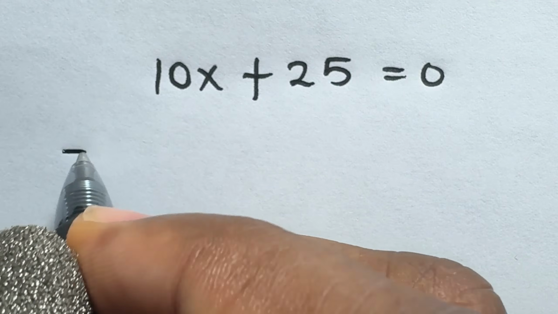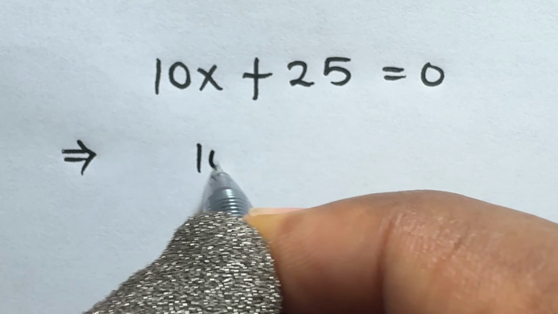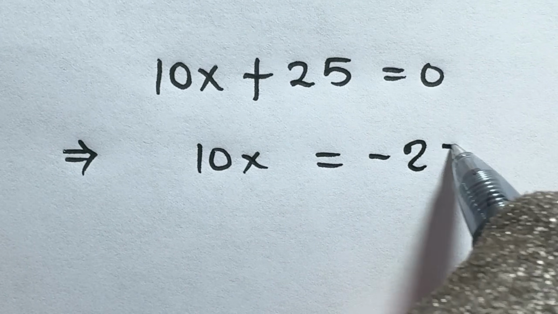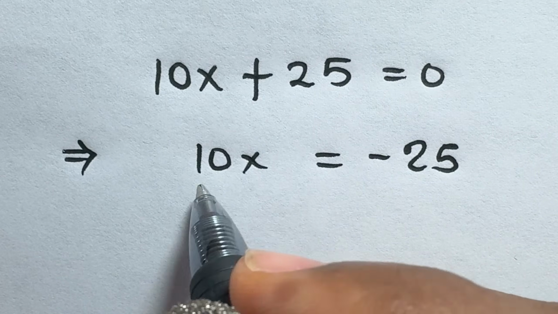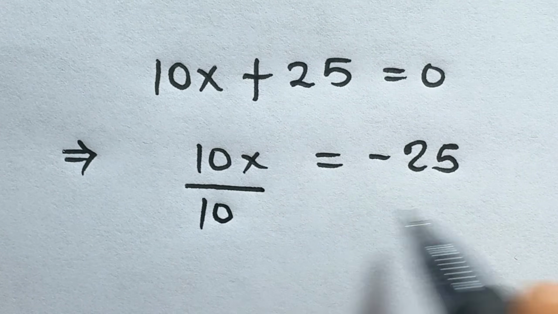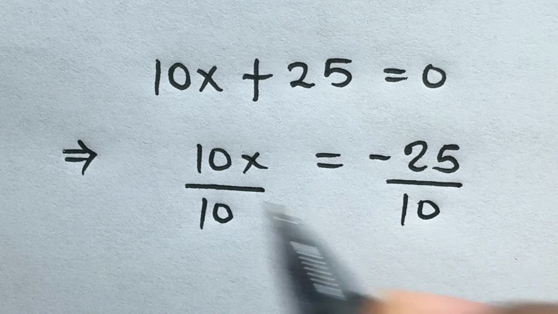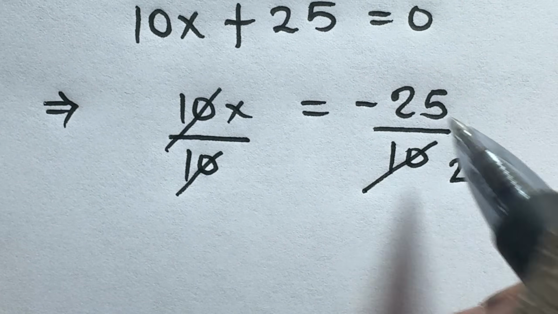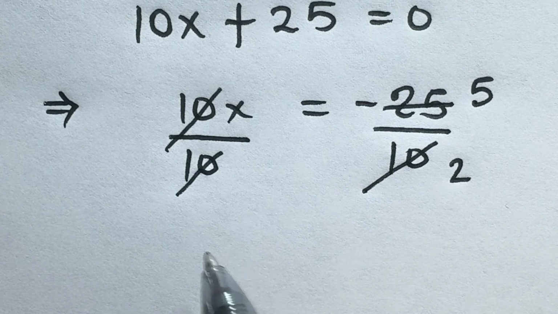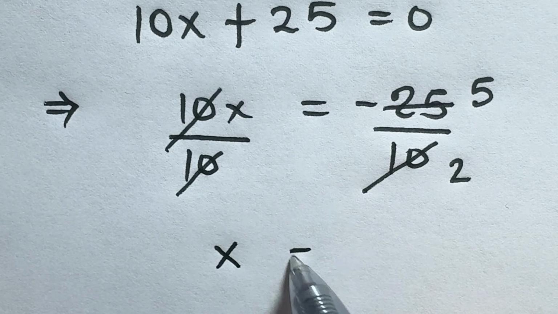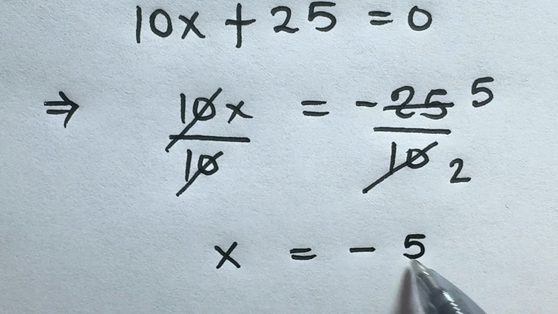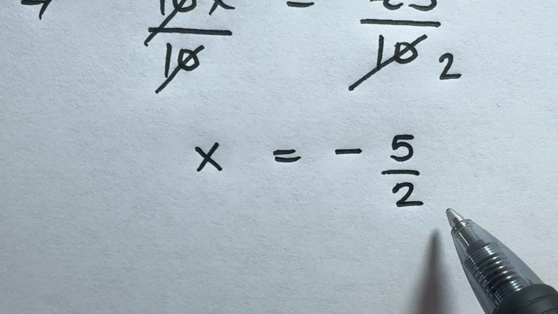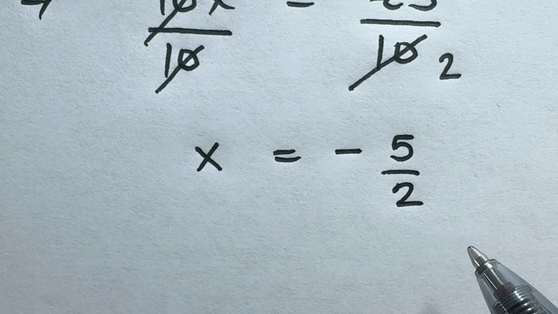This would then imply 10x is equal to negative 25. Let's divide both sides by 10. This here will take care of this. 5 here is 2. 5 in 25 is 5. So our x is equal to negative 5 over 2, which appeared to be a different solution from what we got from earlier.